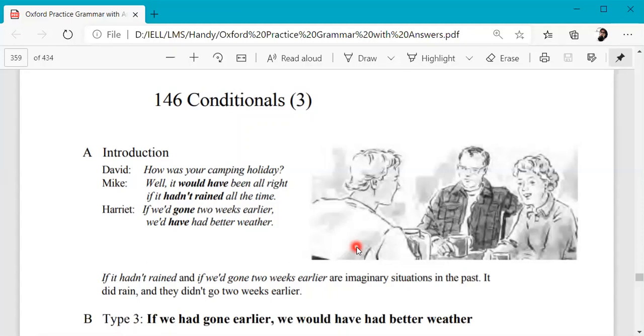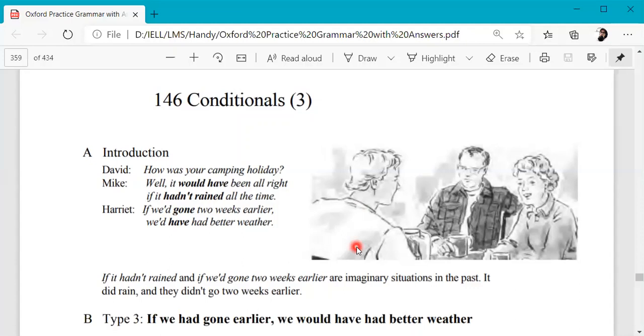Previously, we had discussed type 1 and type 2. We saw that type 1 used present tense in the if clause and will in the main clause. Then we discussed type 2, which was talking about hypothetical or imaginary situations, and it used past for the if clause and would for the main clause. Now we would discuss conditionals type 3.